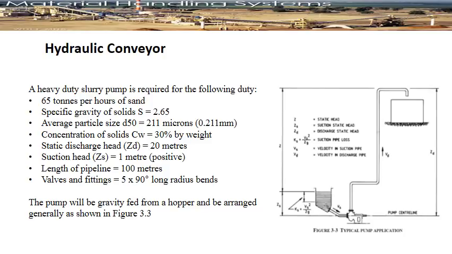We are going to have how many tons per hour of the material we are going to convey. The specific gravity will be given, the average particle size will be given, the concentration of the solids in the liquids will be given, and the static discharge is not going to be used this time because we are not going to calculate any power. So points 1, 2, 3, and 4 are going to be the only useful points for us in the final exam.